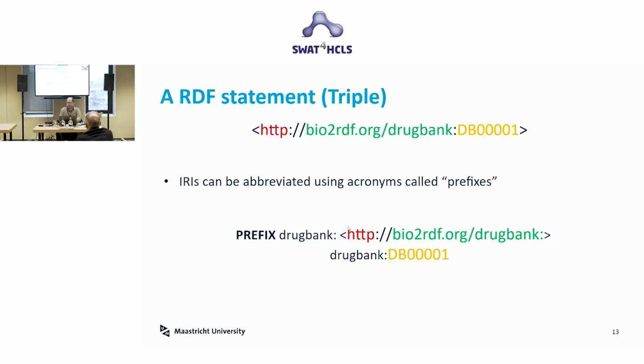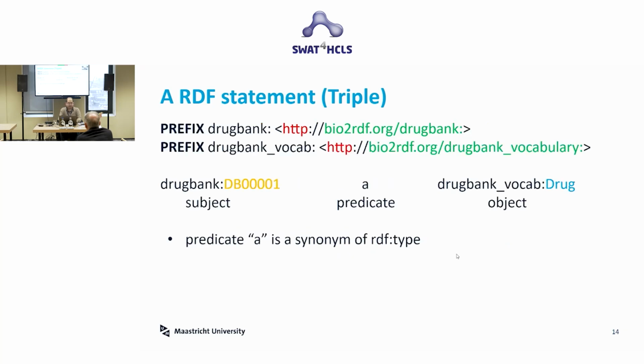We call it drugbank. We put all the fixed part, or the static part, of the URL, and then we can reuse it by mentioning only the acronym and then the changing part of the URL, right? So if we add another drug to our graph, called for example DC9991, in the same way we say drugbank and then colon DC9991. We don't have to repeat the entire thing again.